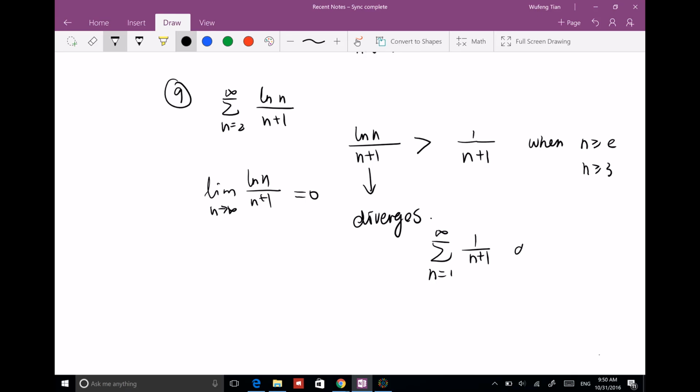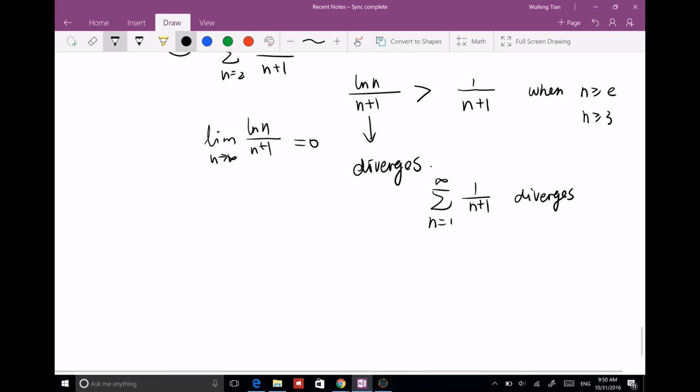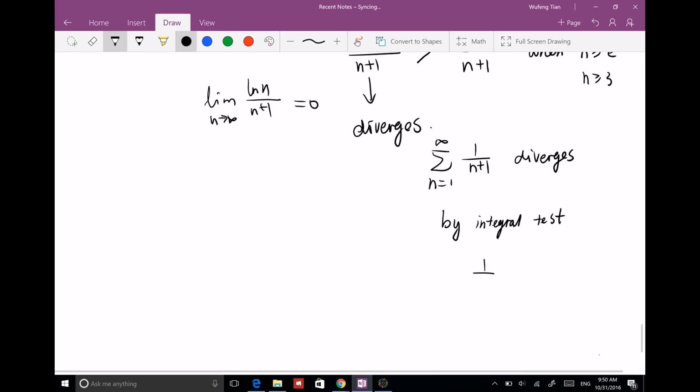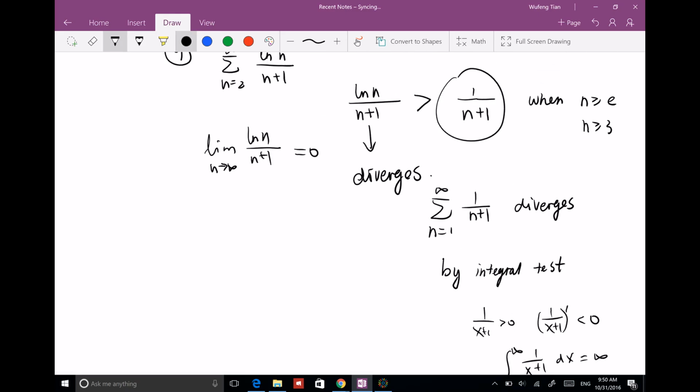It's easy for us to tell 1/(n+1) diverges. It's easy for me to tell this one diverges by the integral test. Anyone? By integral test. Make sense? You can use the integral test because 1/(x+1) is bigger than 0, its derivative is less than 0, that's very easy, and the integral from 1 to infinity goes to infinity. So by the integral test, I can tell this diverges. Now I got 1/(n+1) diverges, so therefore the bigger one, the series of ln n over n+1 from n equals 2 to infinity, diverges.